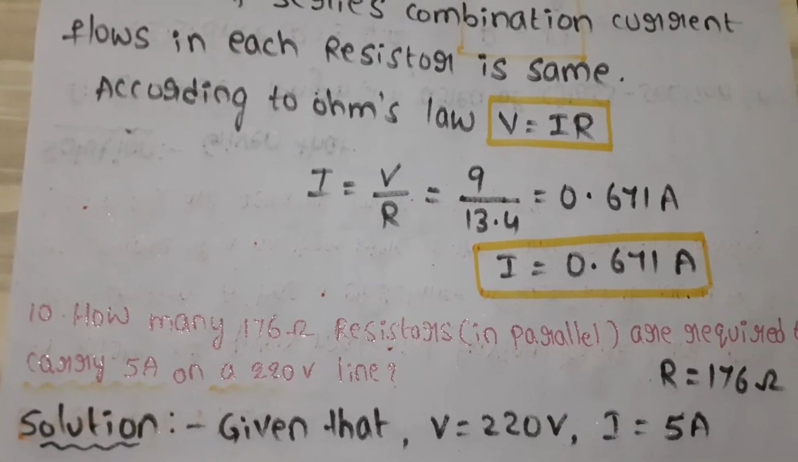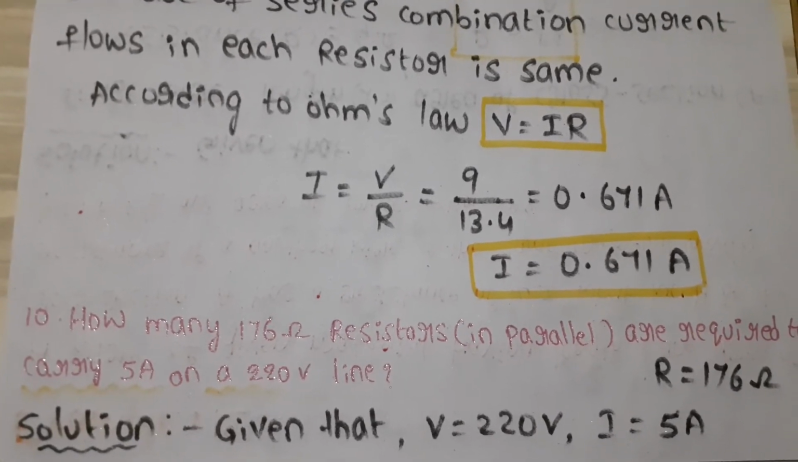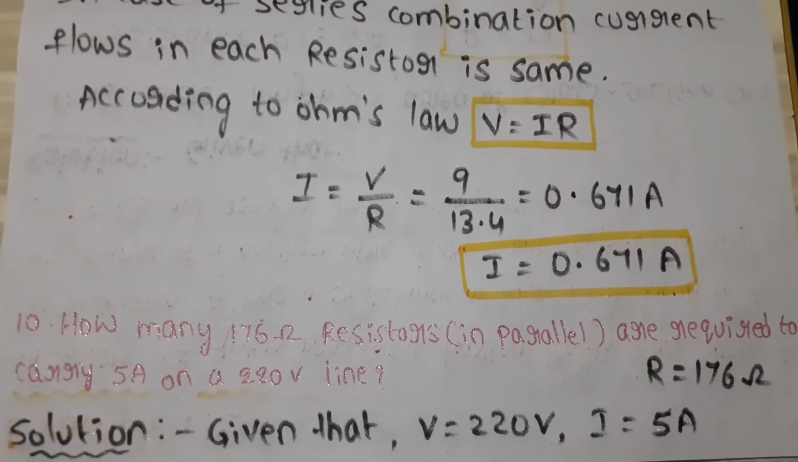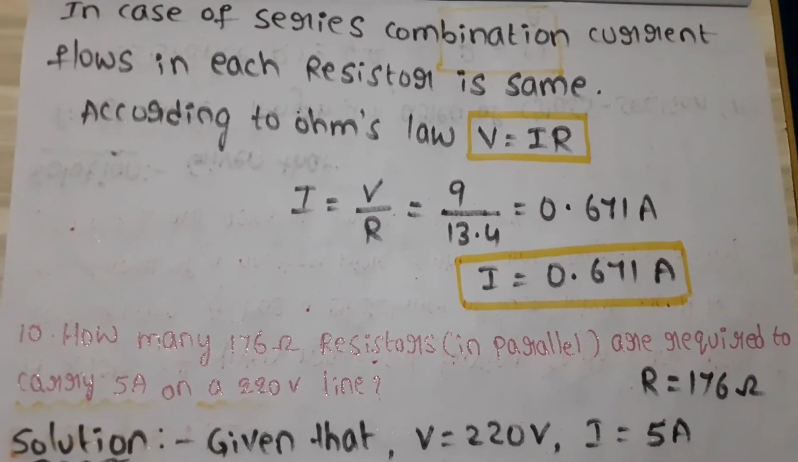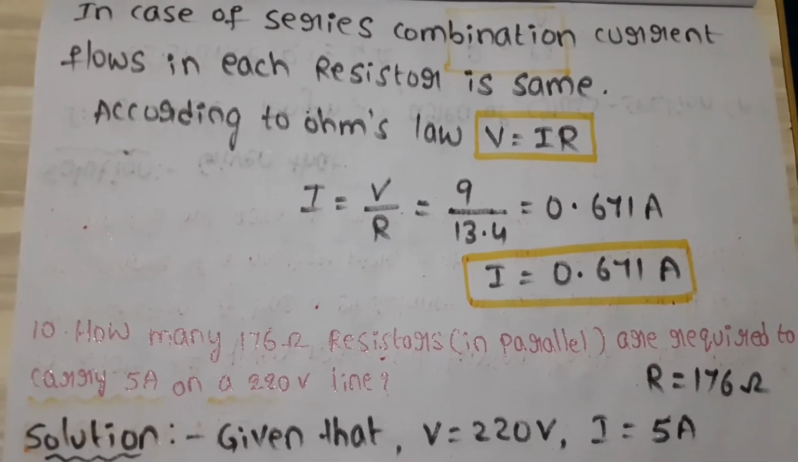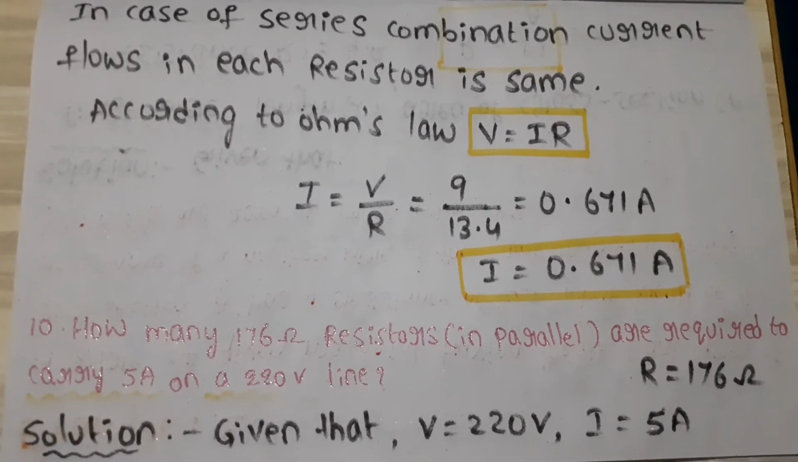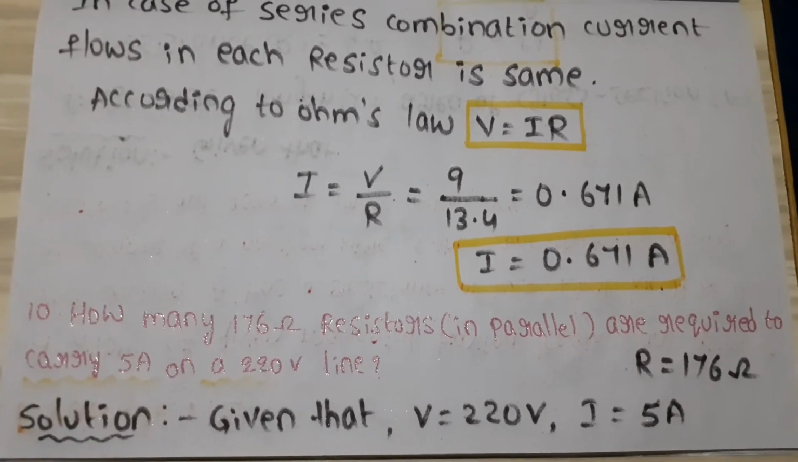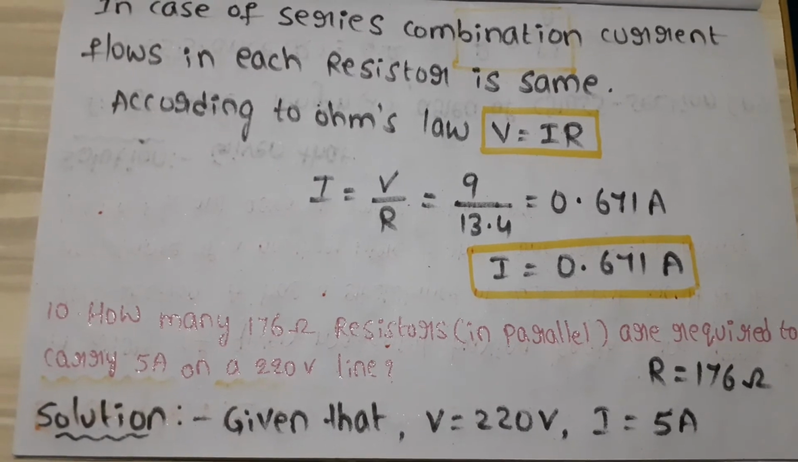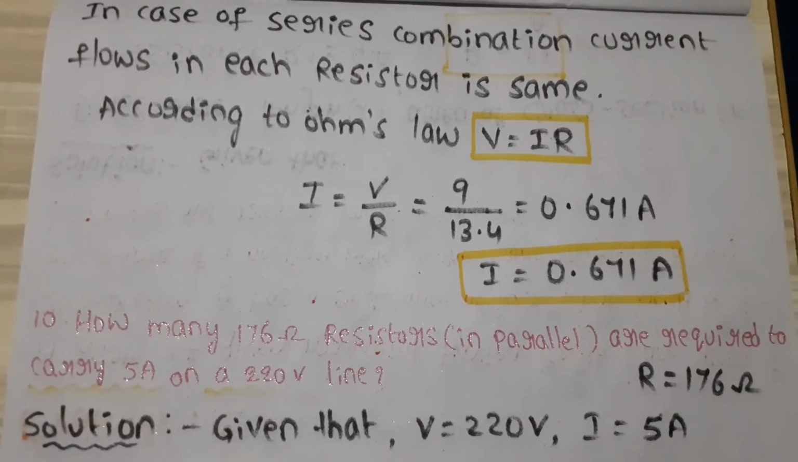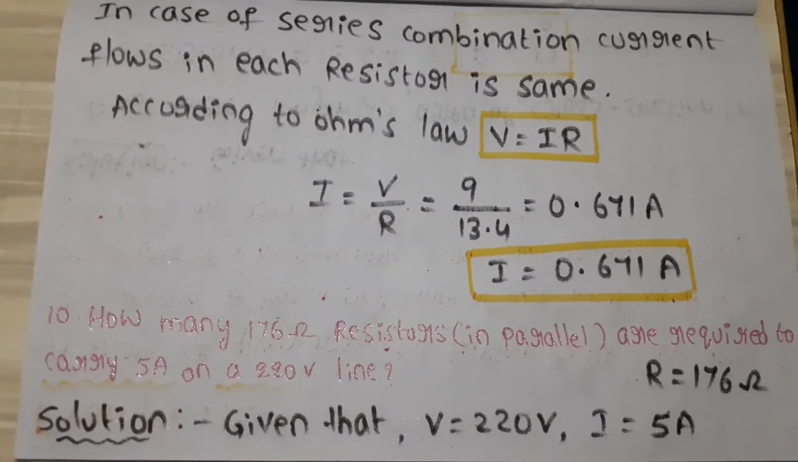Next, question number 10. How many 176 ohms resistors in parallel are required to carry 5 amperes on a 220 volts line? Here potential difference V equal to 220 volts, current I equal to 5 ampere.